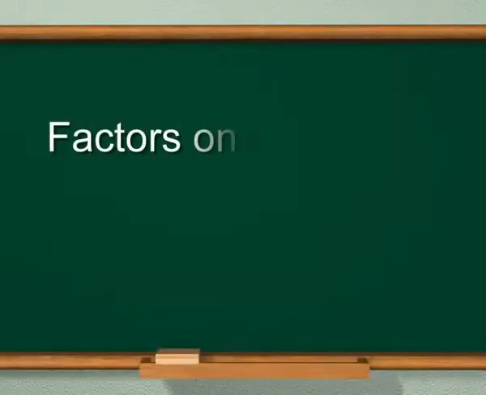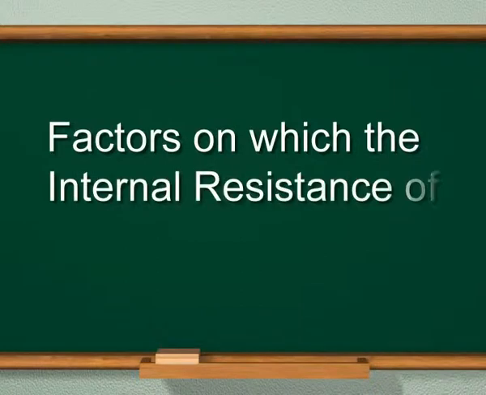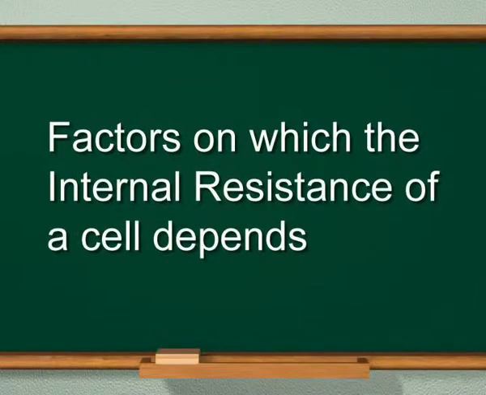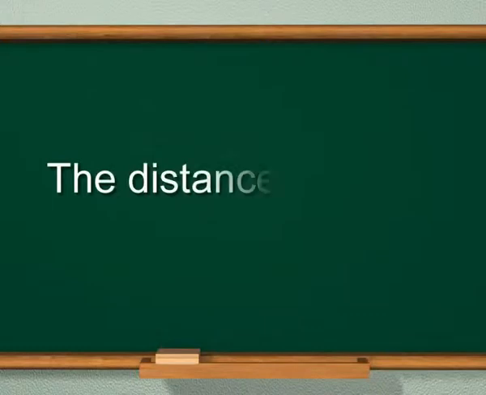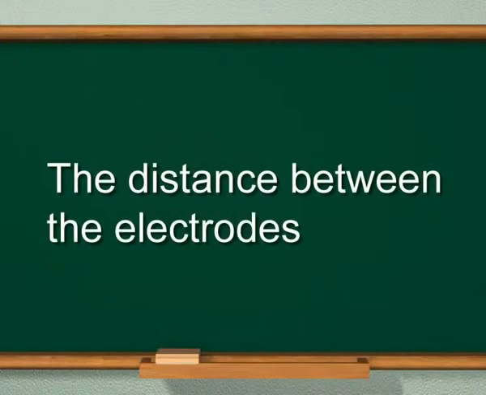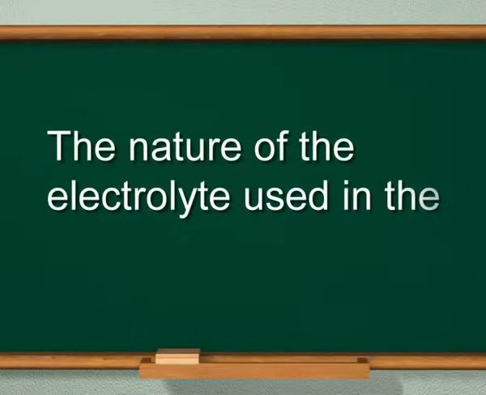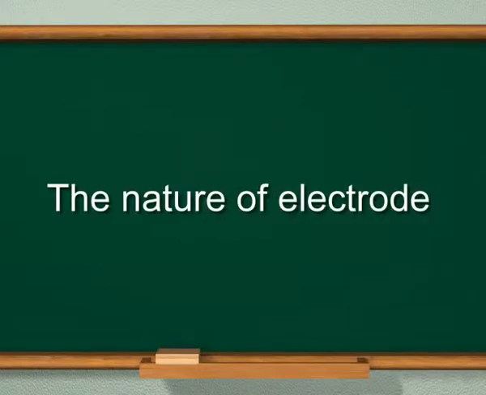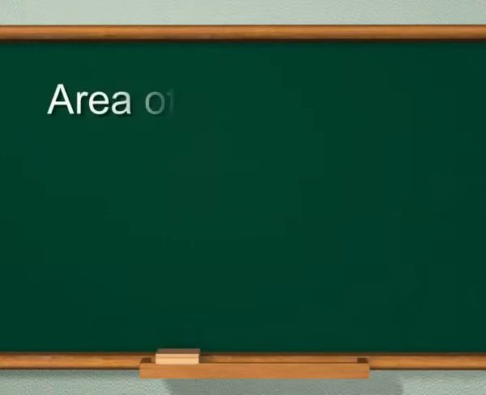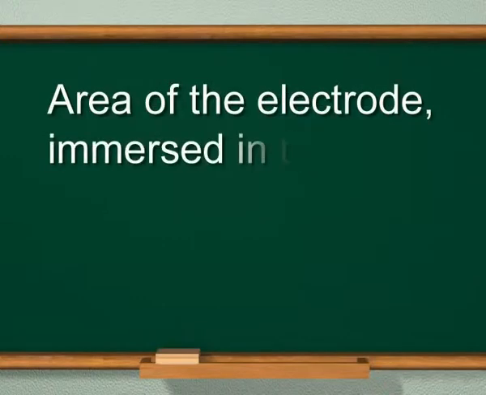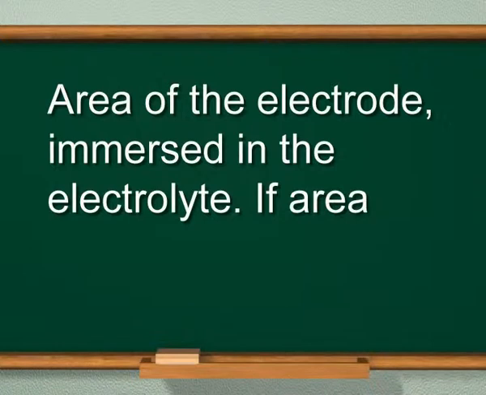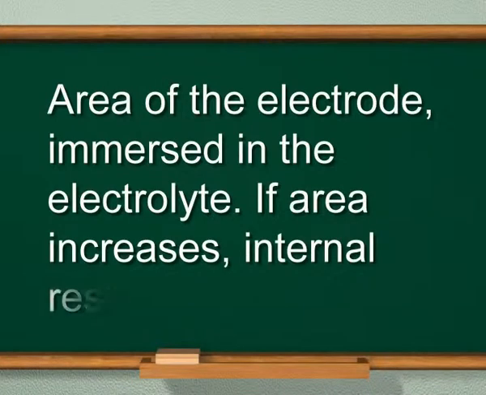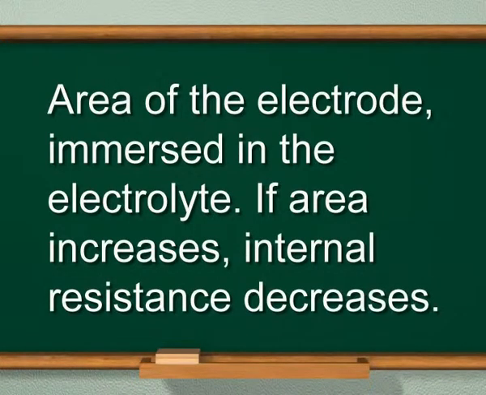Overall, other factors on which the internal resistance of a cell depends are, first, the distance between the electrodes. Second, the nature of the electrolyte used in the cell. Third, the nature of the electrode. And finally, the area of the electrode immersed in the electrolyte. If area increases, internal resistance decreases.